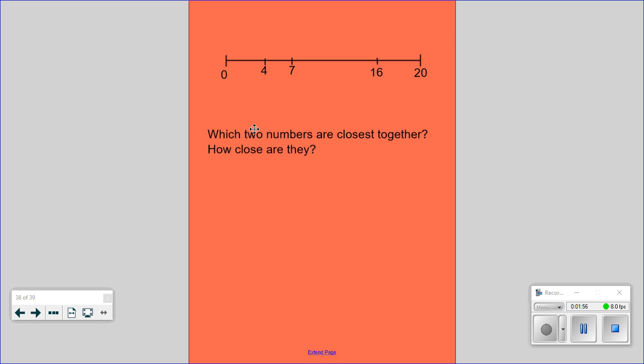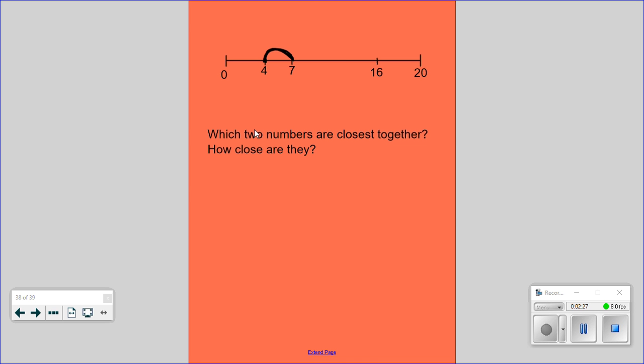Gavin? 4 and 7. 4 and 7 have the smallest distance. Go ahead and do a little hop. How far apart are 4 and 7? What's the distance between, or the difference between those two numbers? Emma? Not 4. Oh. Try again. 3.